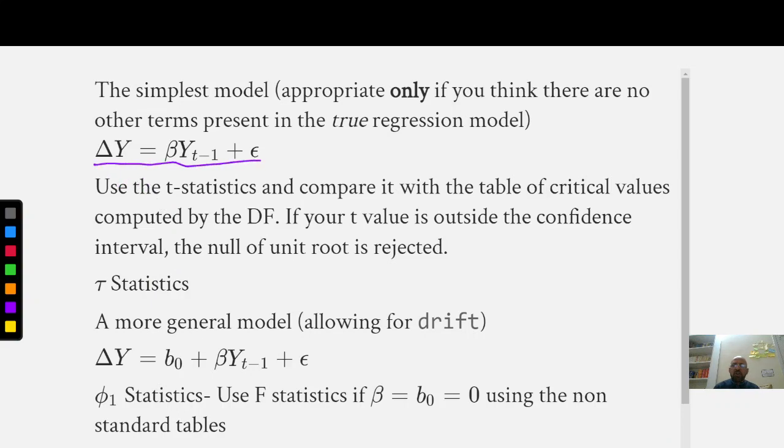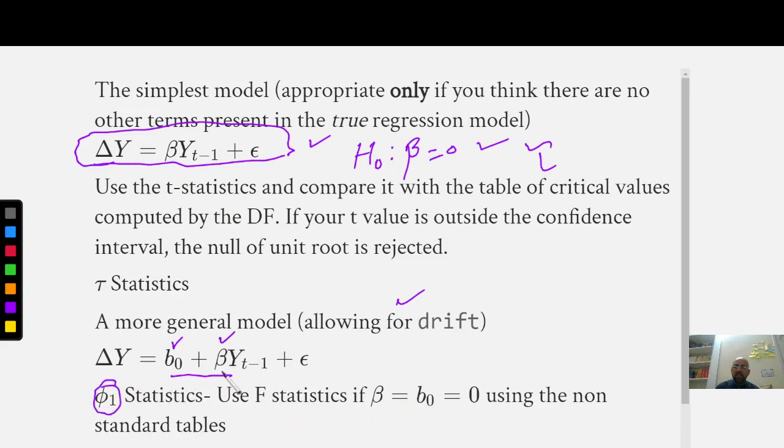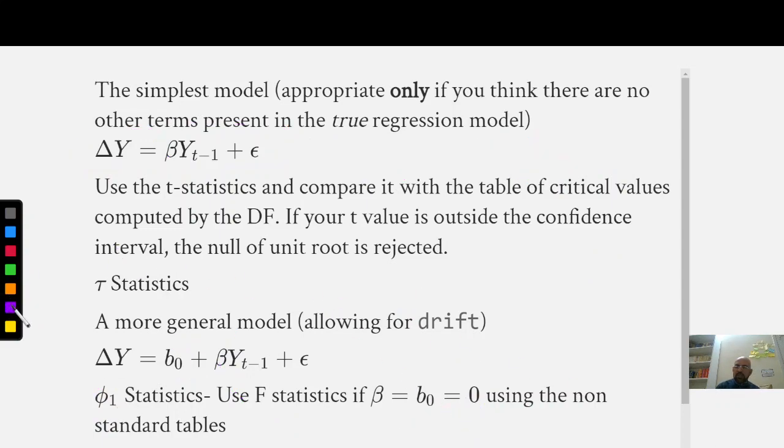Basically, H naught: beta is equal to 0, that is, your series is non-stationary. So either you have this situation or you have a trend term. If we are just testing beta equal to 0 in this case, we use the tau statistic. If you want to test that b naught and beta are both equal to 0, you apply an F test, but we call it the phi-1 statistic. And in this case, the statistic is called tau mu. In standard statistical theory, we always have the t statistic. But in this case, if beta is equal to 0 and there is no drift parameter, we call it the tau statistic because the critical values are different. In this case, we call it tau mu because its critical value is different. I'll explain these things in a moment.